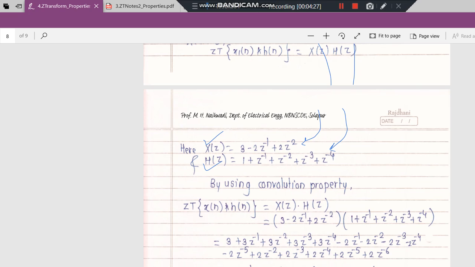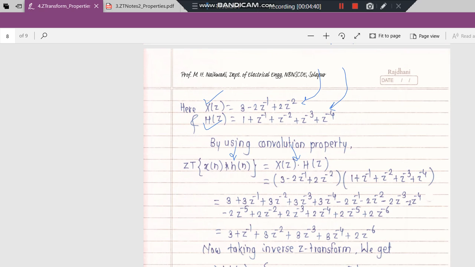Now I have to find out the Z transform of the convolution of these two signals. So I make use of the convolution property. It is nothing but the multiplication of these. So I just multiply these two functions. I open the brackets and multiply everything here. After multiplying, rearranging the terms, adding and subtracting, I get this equation.